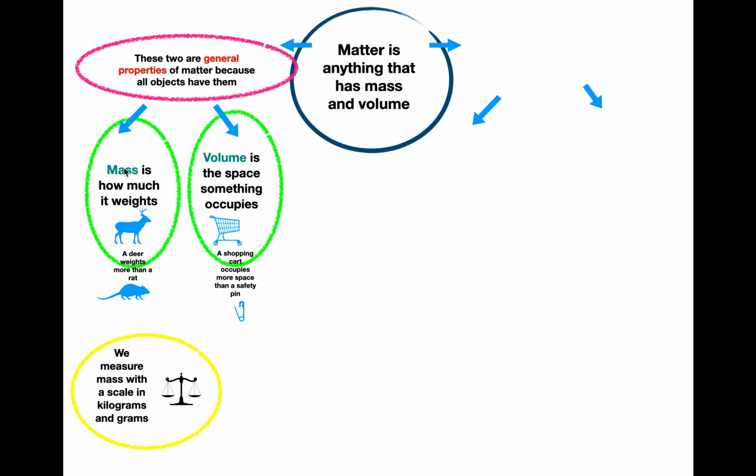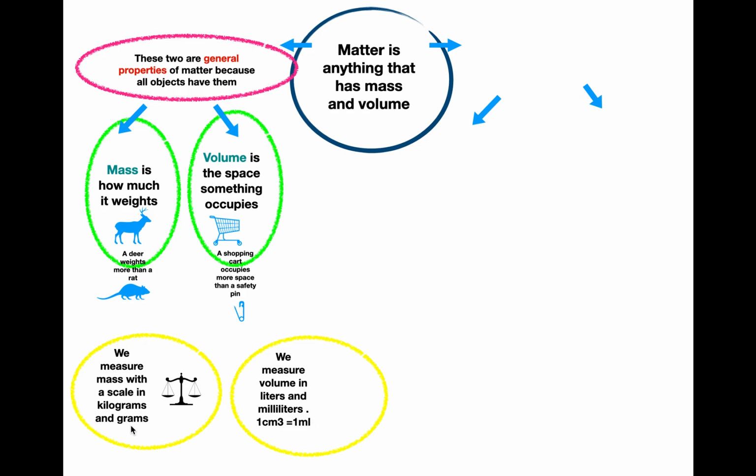And how can we measure mass? This is not difficult. A scale is an object we use to measure mass. We put the object in here, and in here you can put the weight. And we measure mass with kilograms and grams.